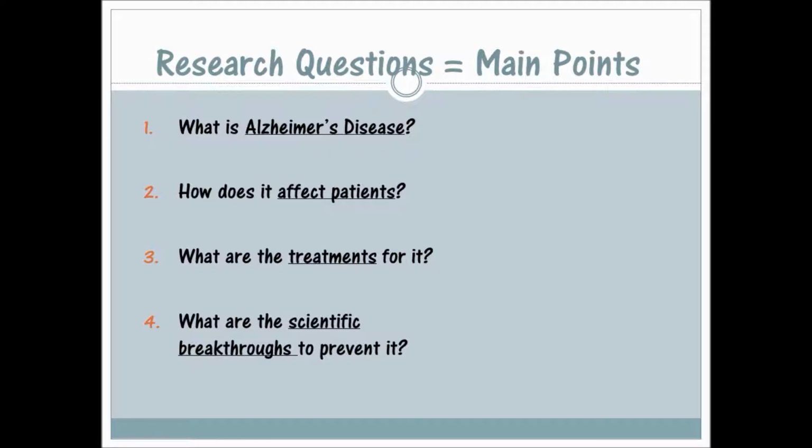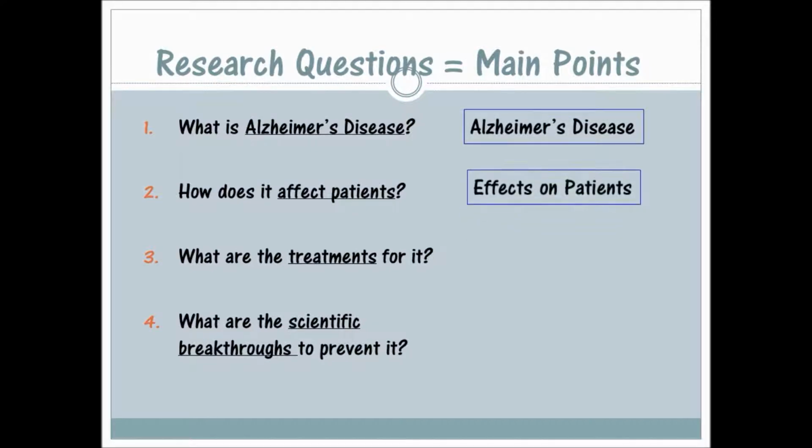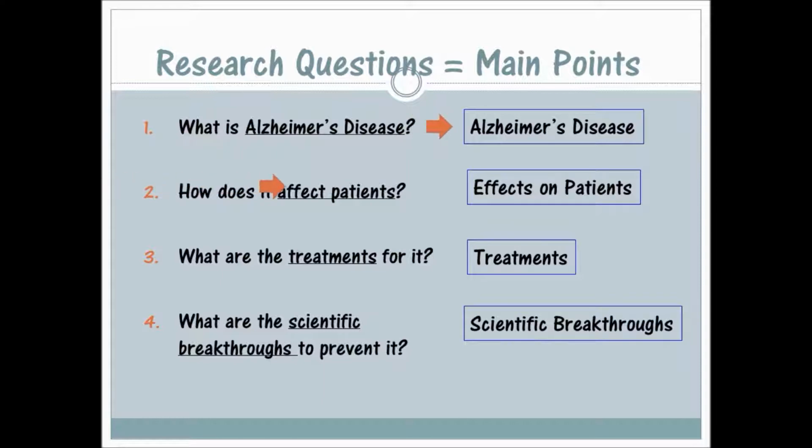So based on the research questions, we have Alzheimer's disease as the first main point to correspond to question number 1, effects on patients to correspond to question number 2, treatments for number 3, and scientific breakthroughs for number 4.